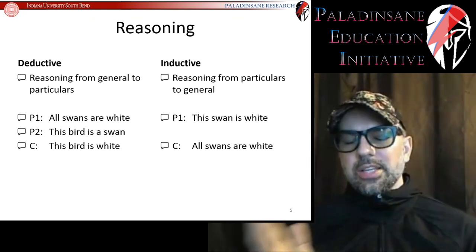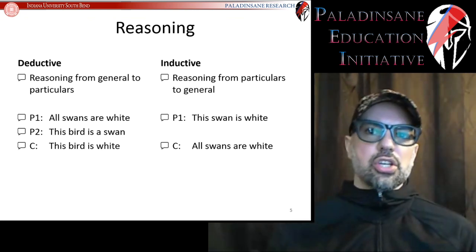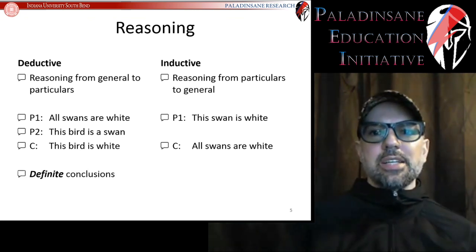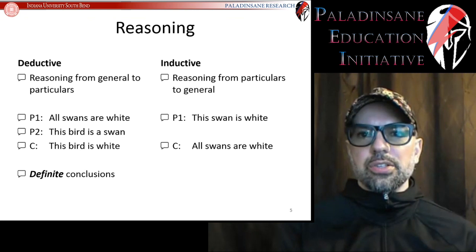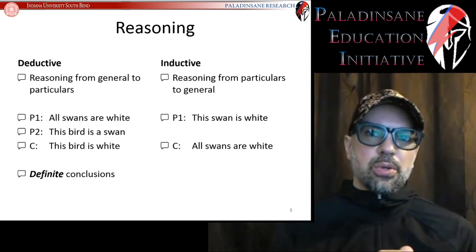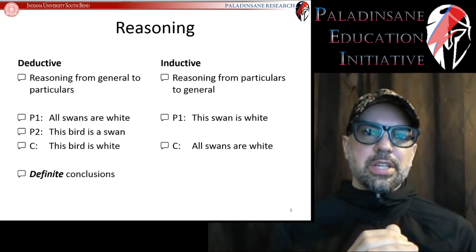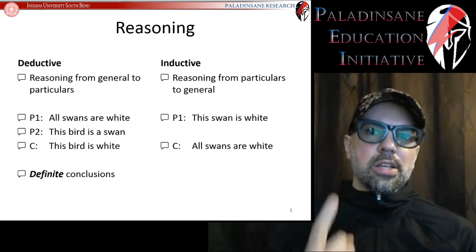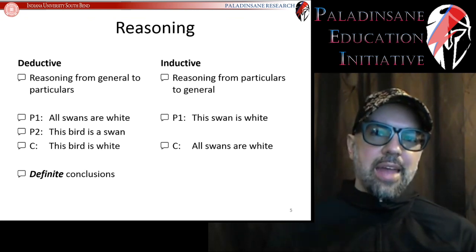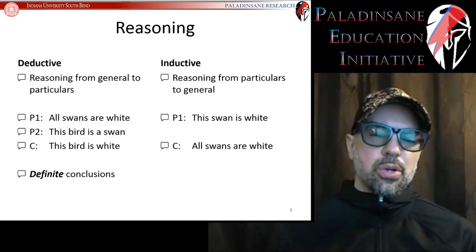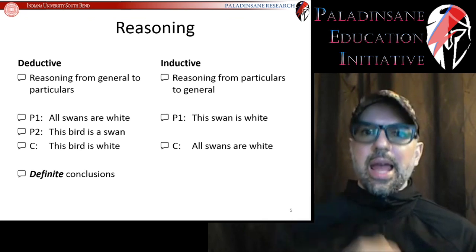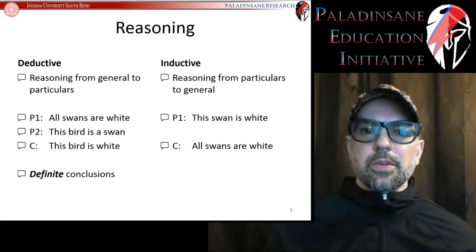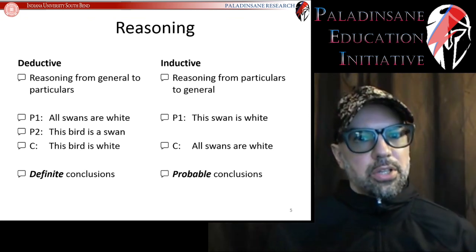So this was chosen in particular to show one of the big differences between deductive and inductive reasoning, and that is that deductive reasoning can give you definite conclusions. If the premises are true and you go through a deductive reasoning chain, the conclusion is guaranteed. So if all swans are white is true, and the particular bird is a swan is true, we can guarantee that that bird is going to be white. That's a definite conclusion.